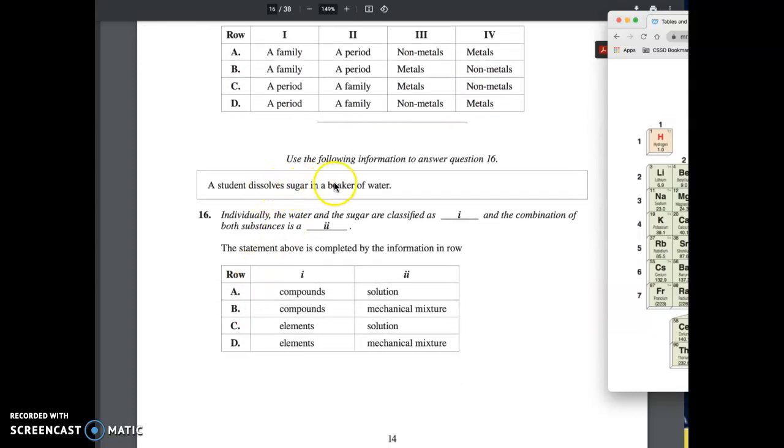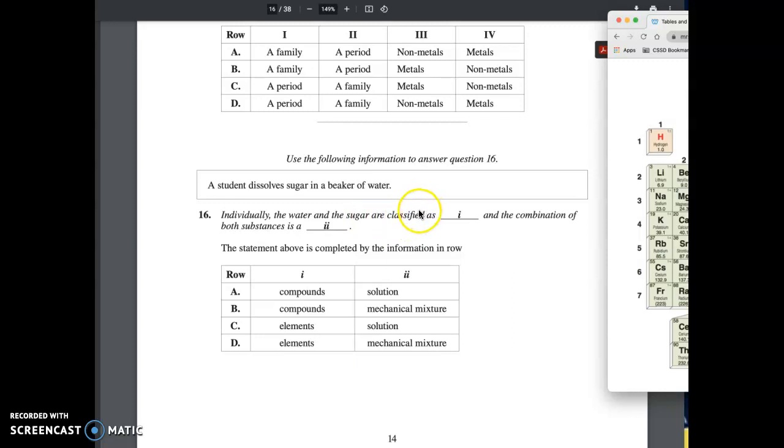Dissolving sugar in a beaker of water. Okay, so sugar is carbon, hydrogen, and oxygen. Hopefully you remember that from one of your worksheets. So individually, water by itself would be a compound made of 2 elements, hydrogen and oxygen. And sugar is a compound, which can't be broken down further.